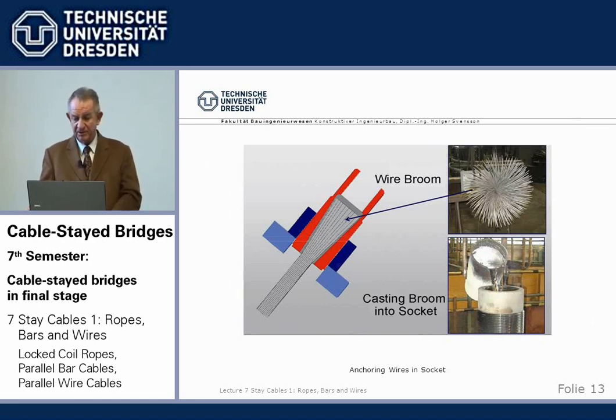Now, we have steel cylindrical sleeves here with a conical opening, and the wires are introduced into this conical opening, and then they are broomed out. Broom is Besen. They are broomed out, and then from the end, hot metal casting, so-called zamak, is poured in, which hardens. So they are cast into metal.